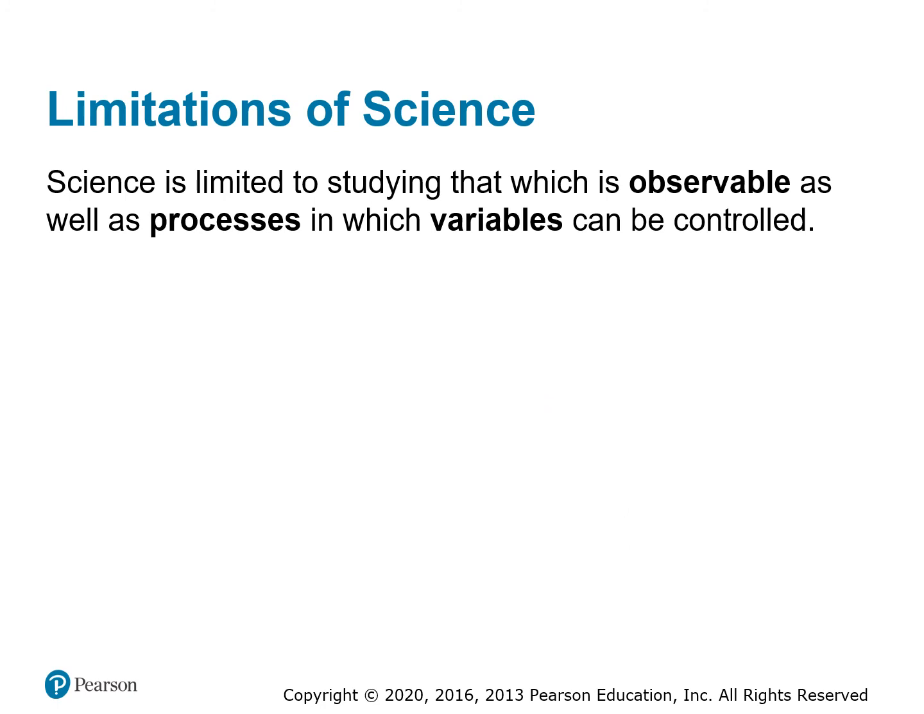So we learned about science. Now, what are the limitations of science? Science is limited to studying what is observable, as well as the processes in which the variables can be controlled. So you observe it, hypothesize it, do experiments, check the results, form theories. Theories are again checked, and if the results are favorable, then they form laws, and then the laws become universal, right? But if the variables are changed, then the theories are tentative and they can change with the changing variables. So that's the limitation of science.